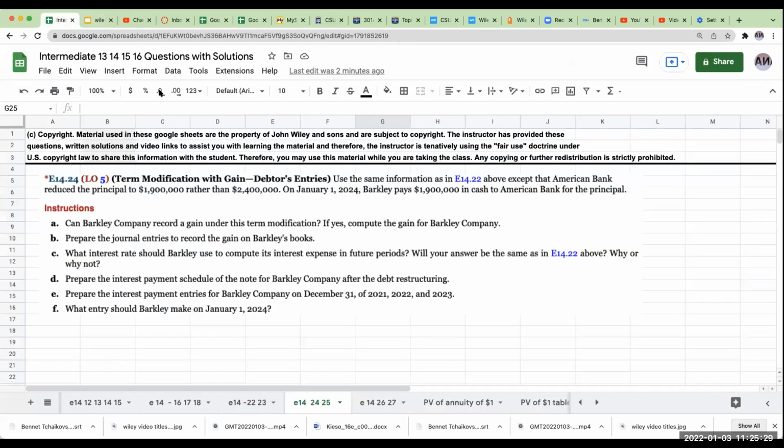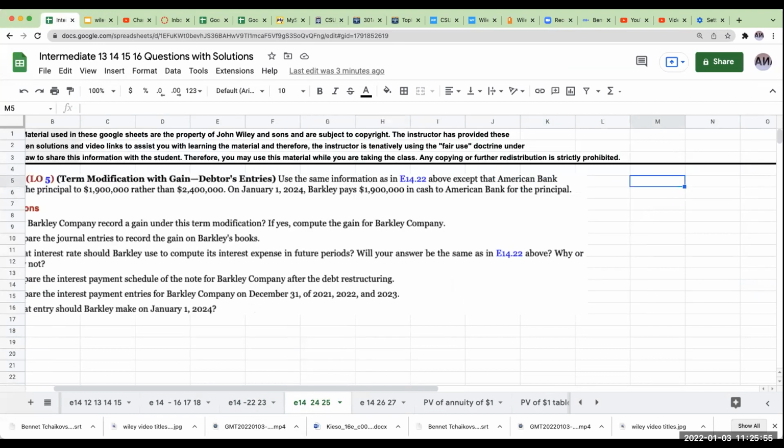So we've got exercise 1424, and this relates back to what we did earlier with exercises 1422 and 23. We know it's going to be a gain because that's what Kieso says. But now we're going to go through and ask: can Barclay Company record a gain under this term modification? The way we look at this is my carrying value of my note payable is $3 million.